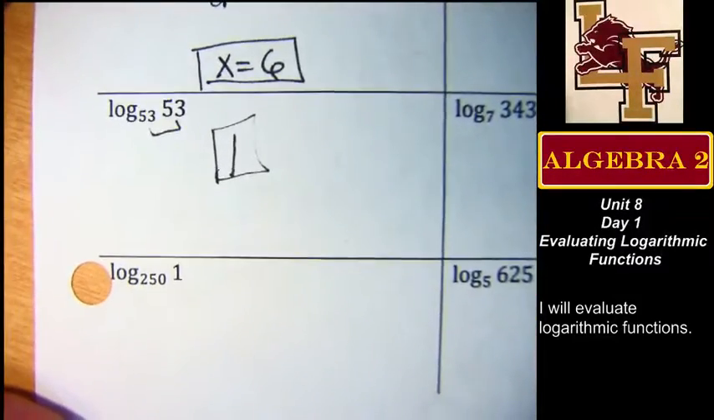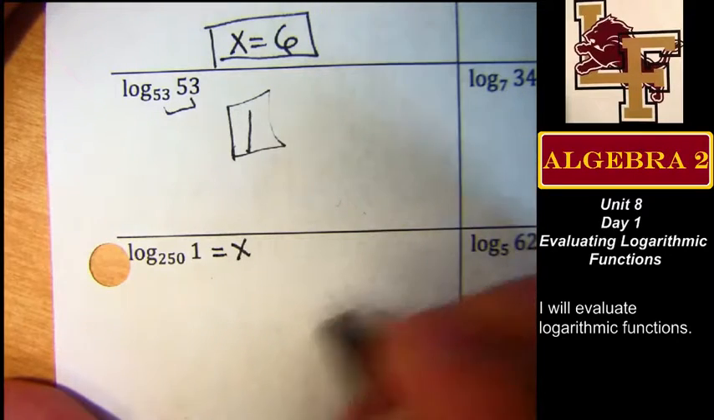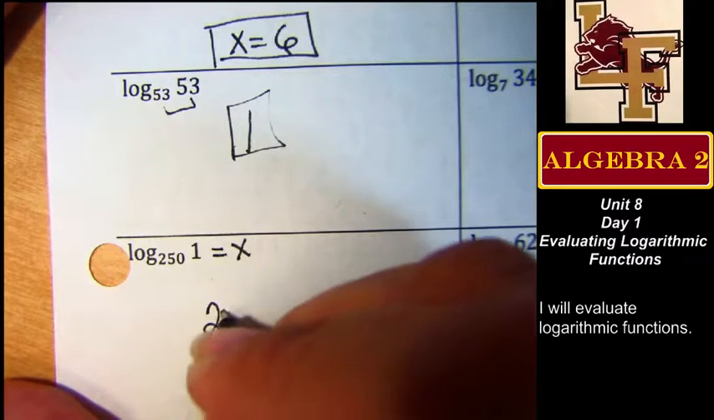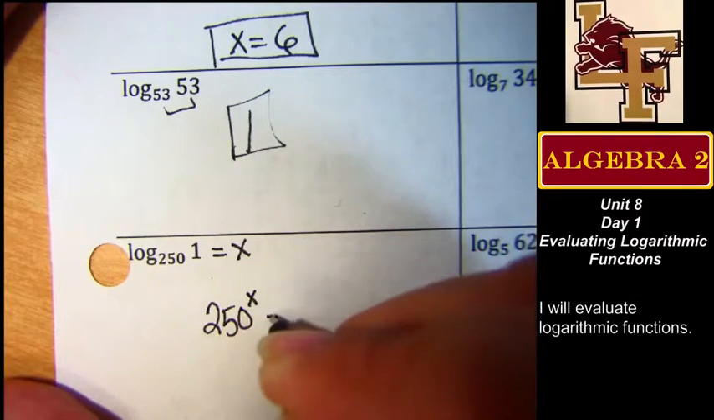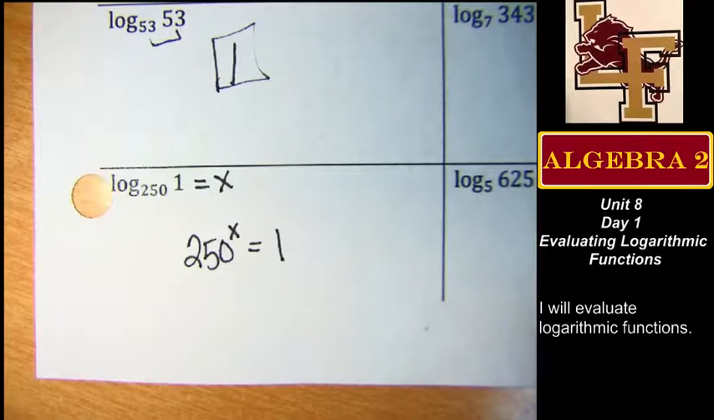Okay, let's write it out the long way. This equals x. 250 to some power equals 1. What power do I have to raise some number to give me a 1? The 0 power, because that one's weird.